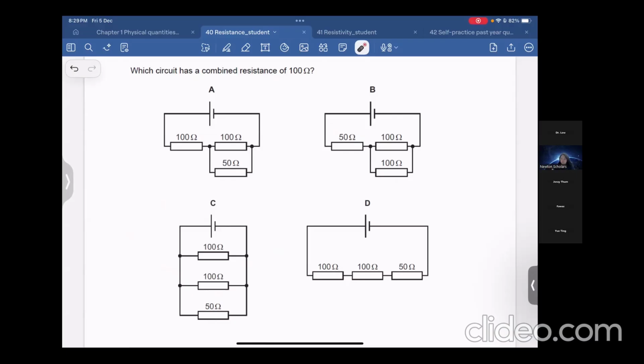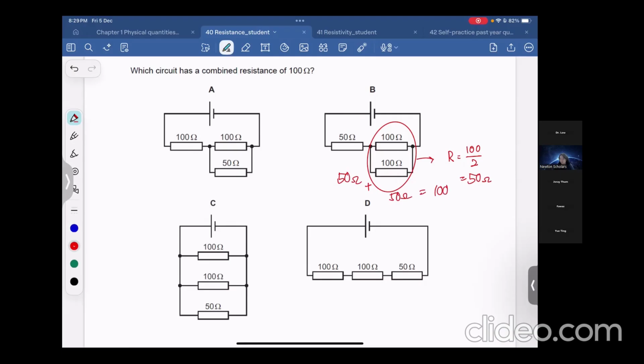Prasan, correct. Do you guys still remember that I told you that if two resistors have the same value, we can use a shortcut method for calculation? For example, this one, they are in parallel and have the same value. So your resistance for this part is 100 divided by how many of them? 2. So here is 50 ohm. 50 ohm in series with this 50 ohm, so you get 100 ohm. Your answer is B.